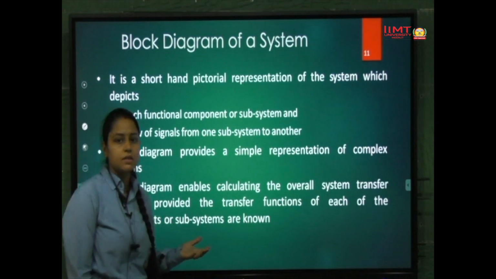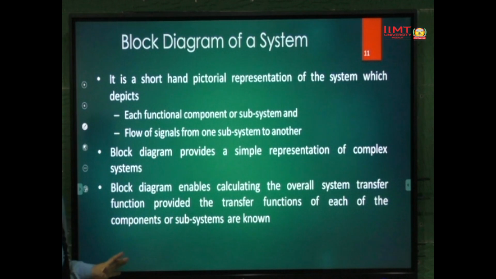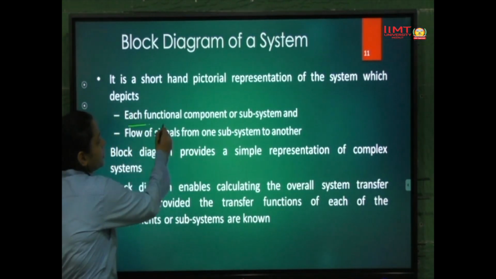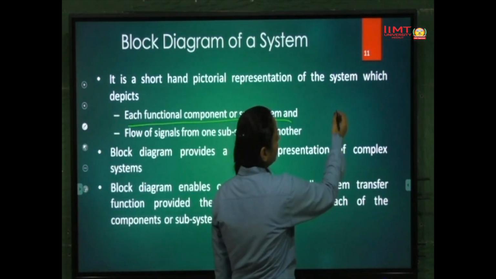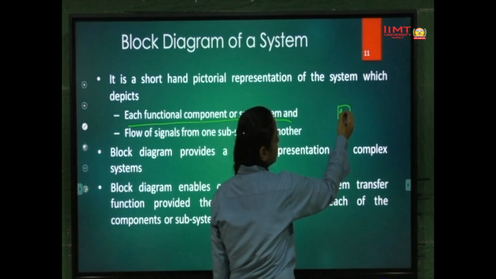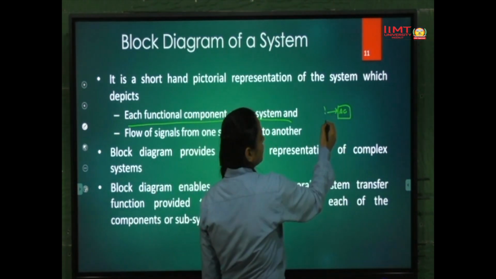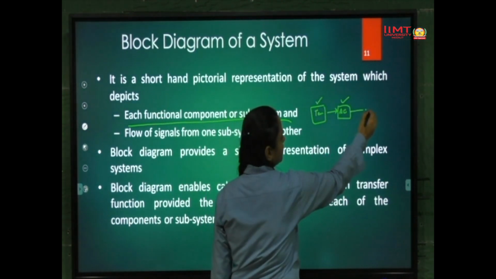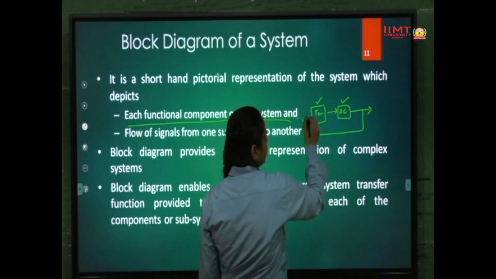Next is the block diagram representation of a system. It is a pictorial representation of any system, considering the number of subsystems, each functional component or subsystem. Let's see one example. If we have an AC, we have a block for the AC. We have a controller, the temperature controller in the AC. This is a subsystem, this is another subsystem. We get some output temperature, and then we take this as feedback against a reference temperature.